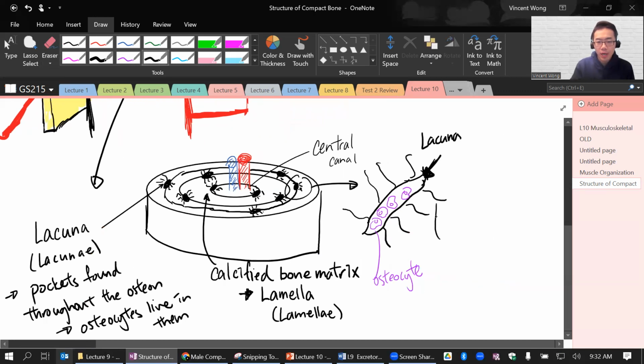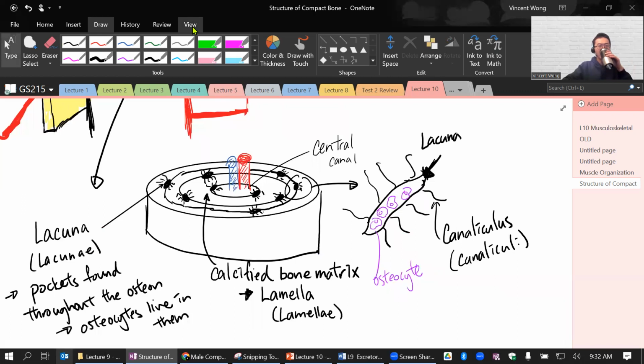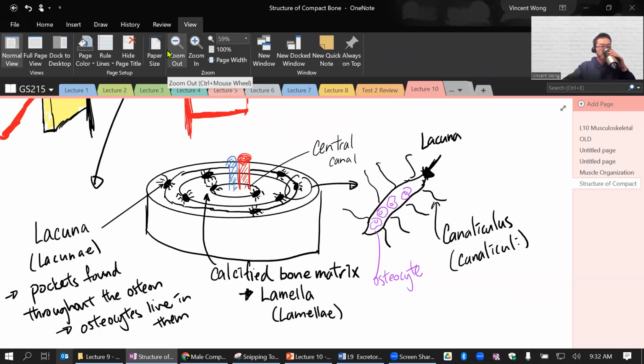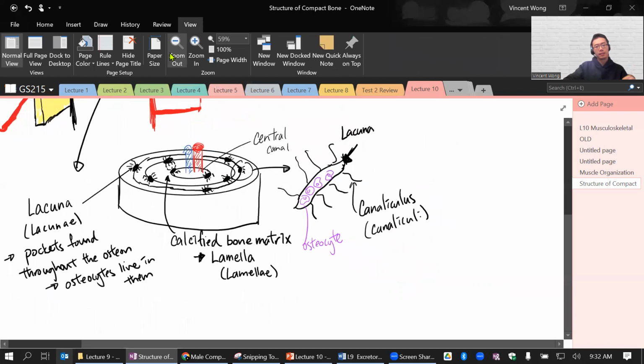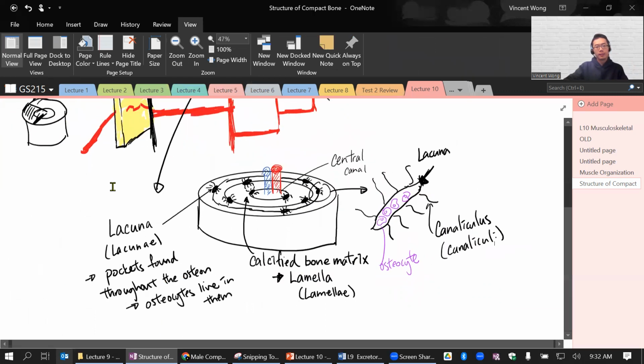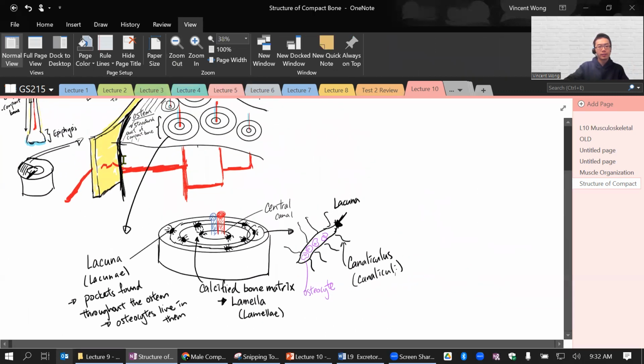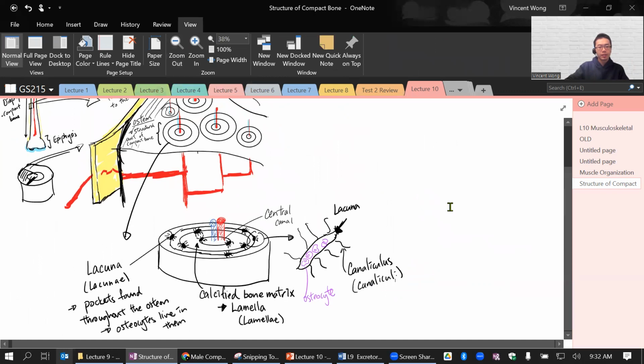And all these cracks, they are called canaliculi, like tiny channels. The plural is canaliculi. That's it for now. So I'll zoom out for you to see the whole thing.